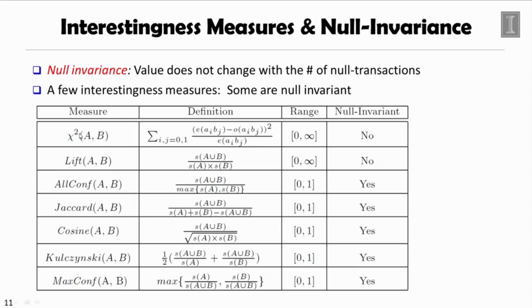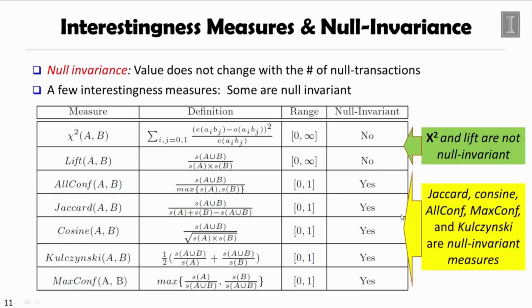Let's see what measures are null-invariant and what measures are not. We already know chi-square and lift are not null-invariant. Their values change with the number of null transactions. But people have found that the following 5 measures, if you check their formula and definition, are actually null-invariant measures. You probably know the Jaccard coefficient and cosine measure quite well. These 2 measures are popularly used, and they are null-invariant. But all confidence takes the smaller value among A and B as the denominator, and the numerator is just the support of the rule. Max confidence is trying to find the maximum one of them.